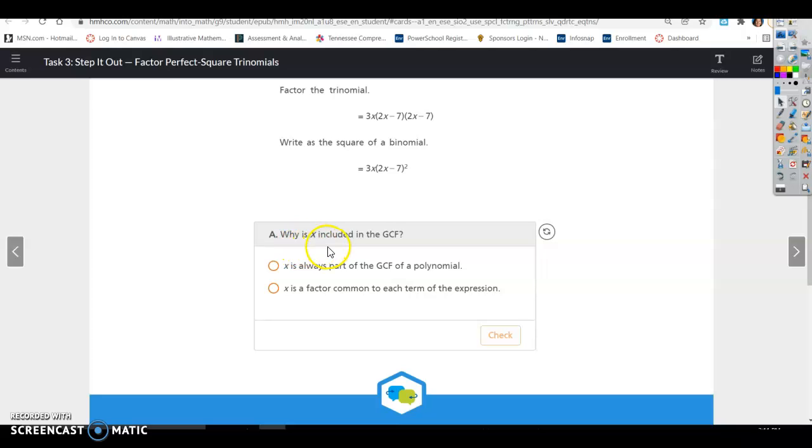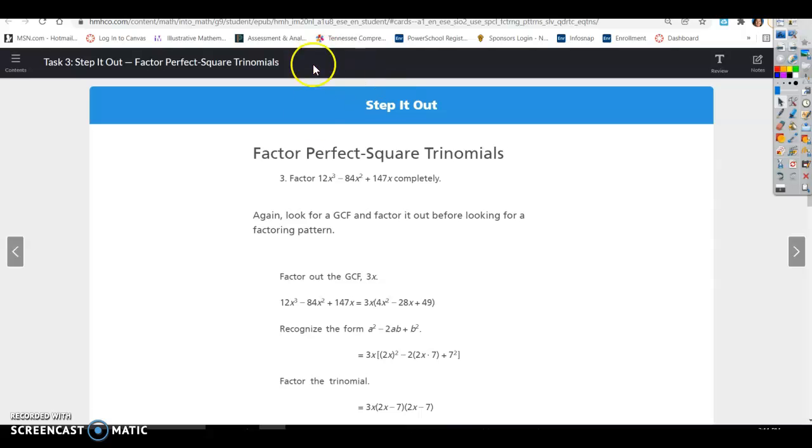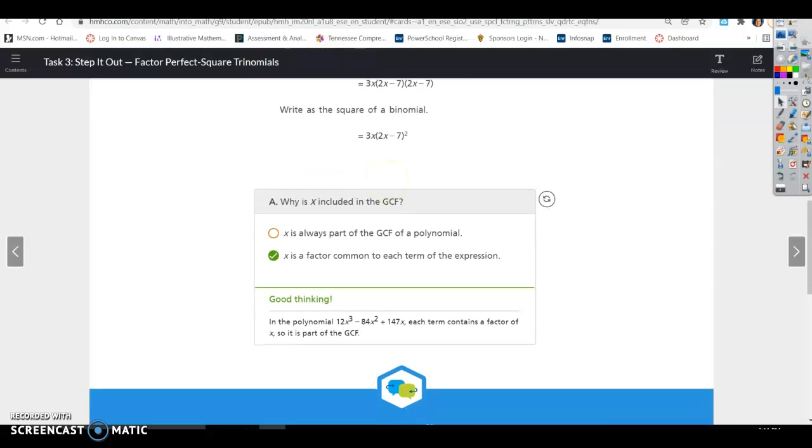So it says, why is x included in the greatest common factor? Is x always a part of the greatest common factor? No, it's only a factor if it's common to each term. And in this case, it did have an x in each term. If you remember, we started with x cubed. x times x times x is x cubed. So we do have an x in each term to begin with.